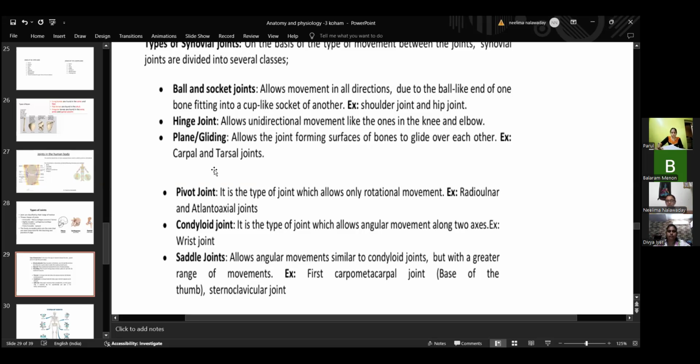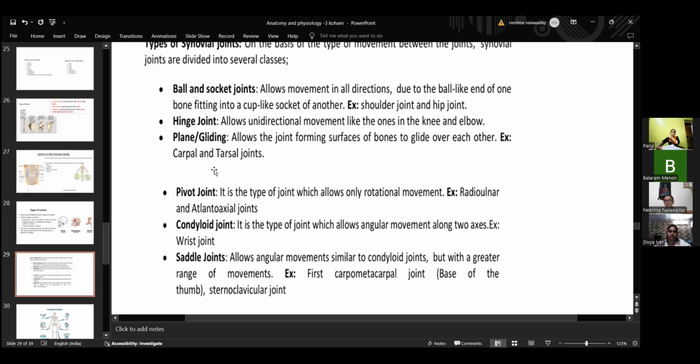Then a gliding joint allows the joint-forming surfaces of bones to glide over each other. Carpal and tarsal bones, like the wrist joint. There are 8 carpal bones we saw. They glide on each other, and so this movement is happening.